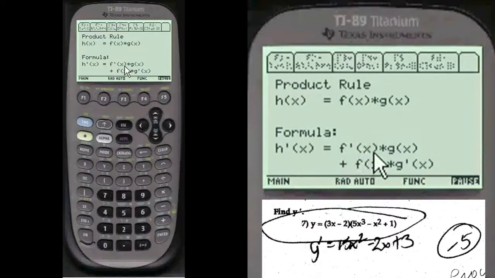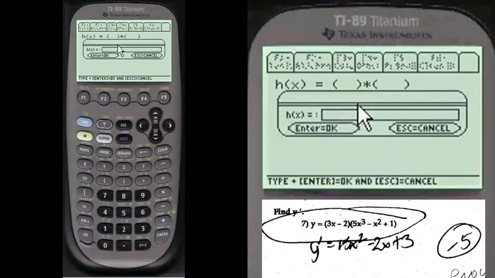You write all this down on your paper. You don't write the word formula, the product rule. You write these down on your paper to remind you, as you would during a test or homework, of what you're doing. And then we're going to enter our function.